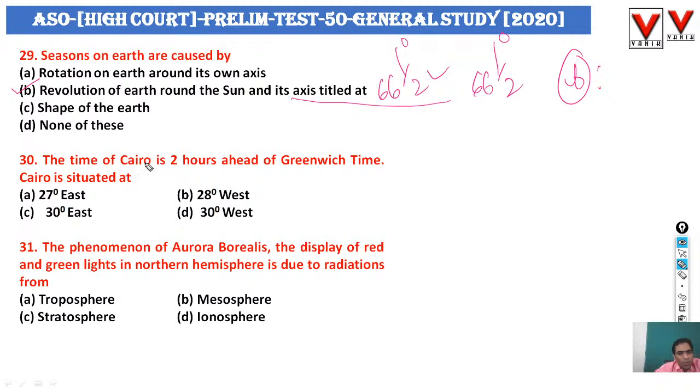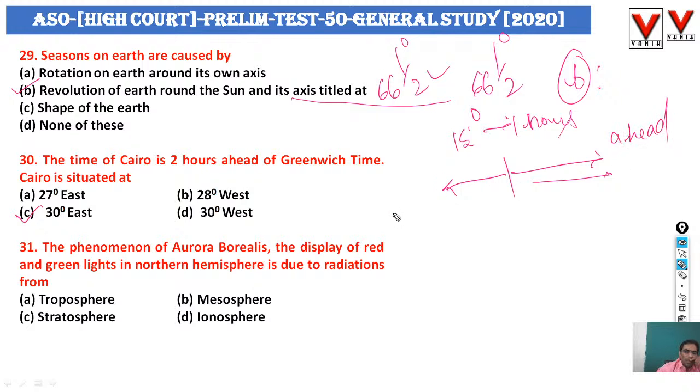Next question, that is 30th. The time of Cairo is 2 hours ahead of Greenwich time. So Cairo is situated 30 degrees east of Greenwich. Because for every 15 degrees, 1 hour changes. If they are east of Greenwich, then ahead, and if they are west, then they are 1 hour behind Greenwich time.